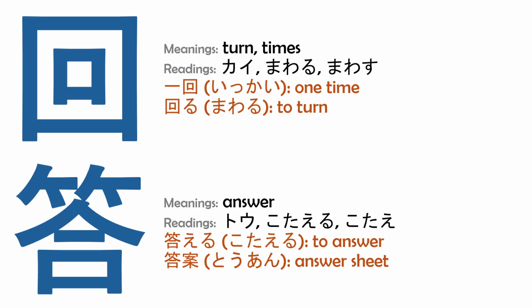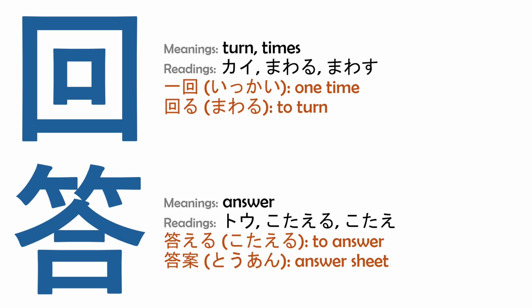The first kanji means turn or times. It shows the idea of rotation or how many times something happens. For example, the word ikkai uses this kanji to mean one time. The verb mawaru uses it to mean to turn. Remember this kanji when you count occurrences or talk about spinning.